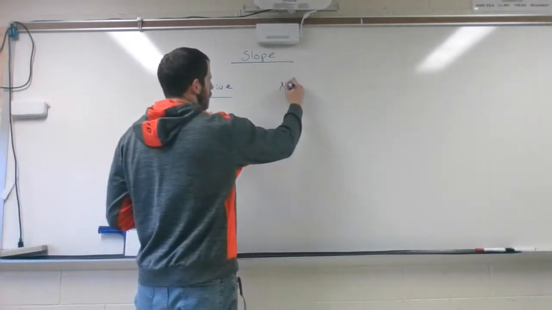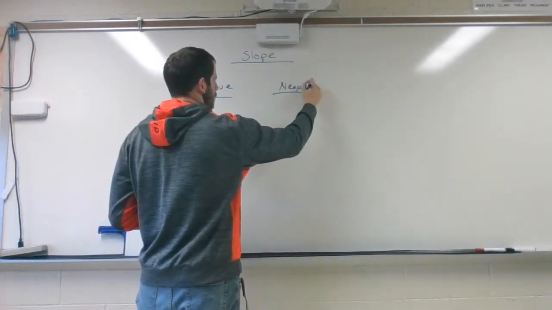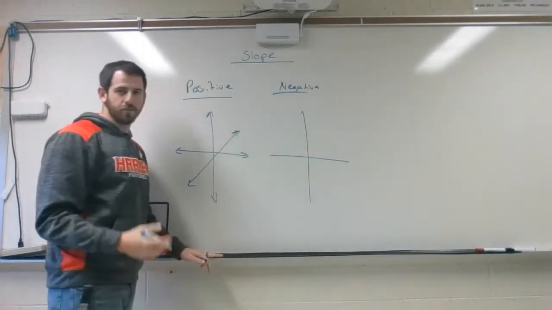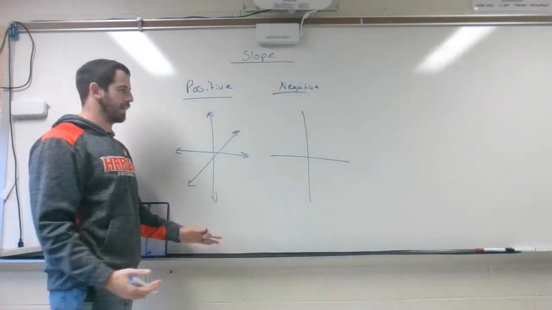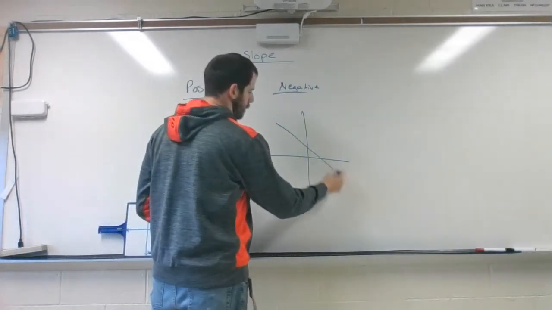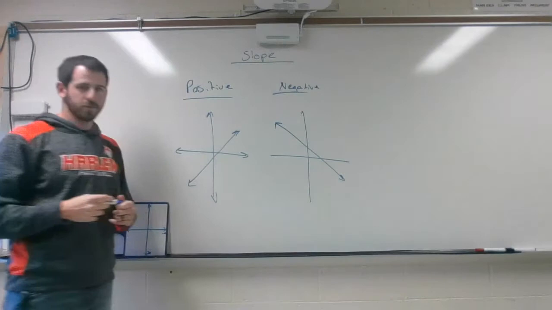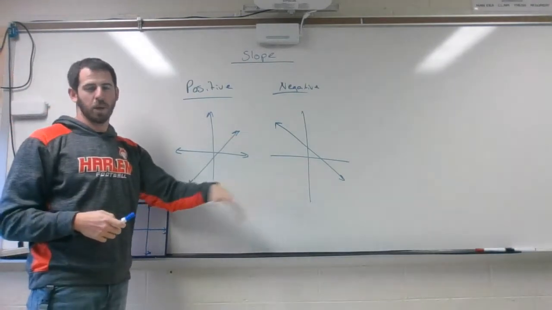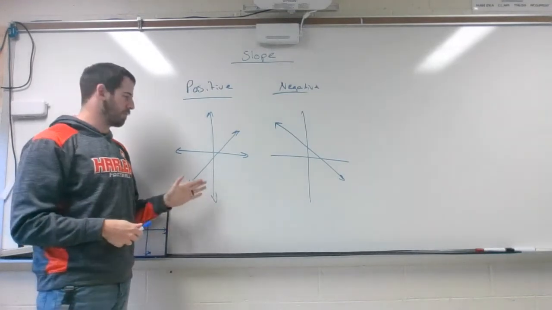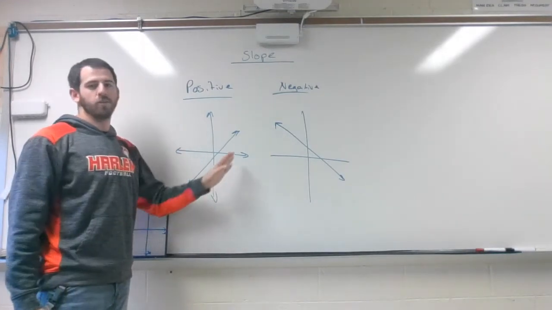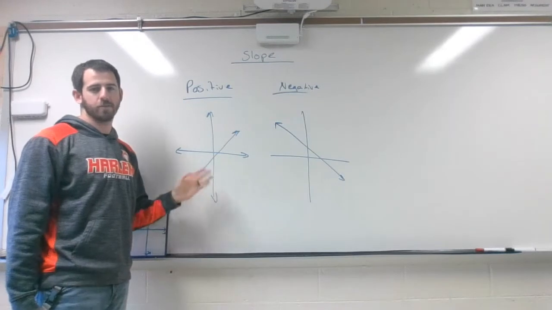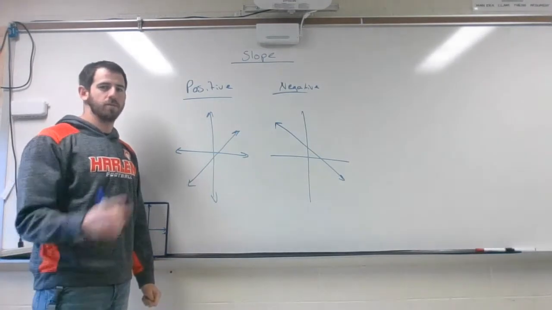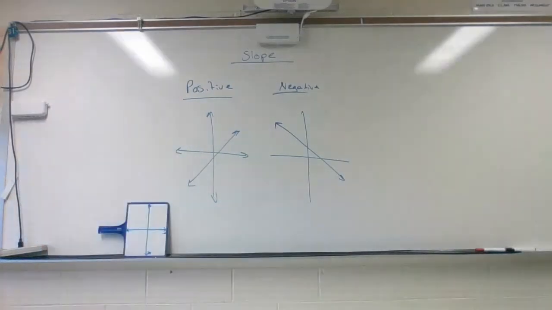The other one is negative. If the line is going down from left to right, then it's negative. Again, we're looking left to right, it's going down, that means it's going to be a negative slope. The only difference here is one's going up, one's going down. They're basically the same thing when you start at the left and work towards the right. That's the difference between positive and negative. So, next 2 types in 1 second.